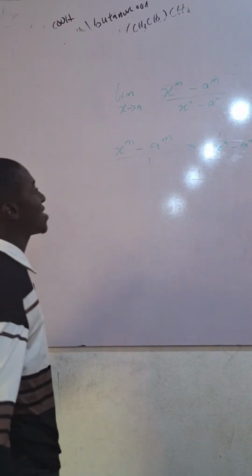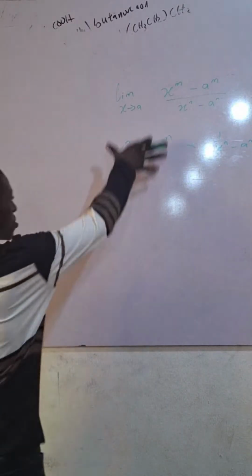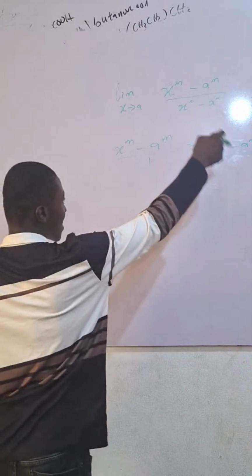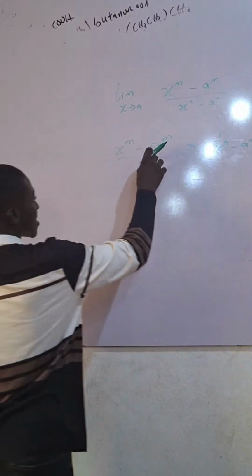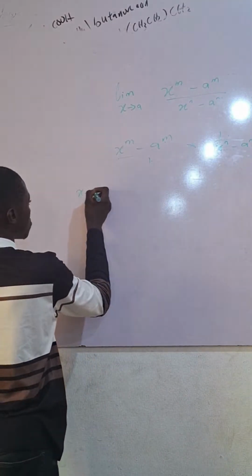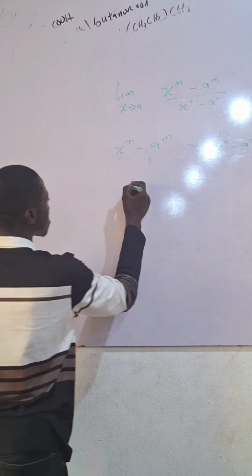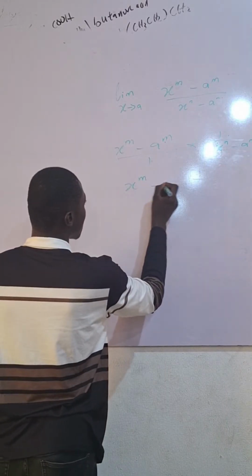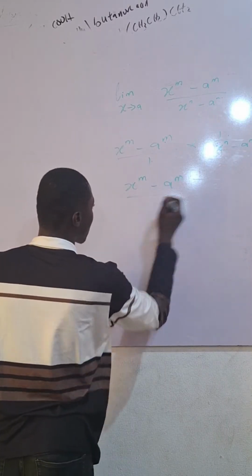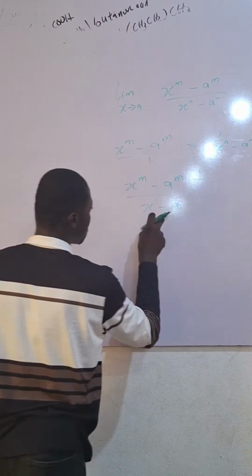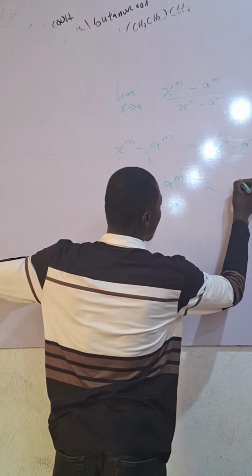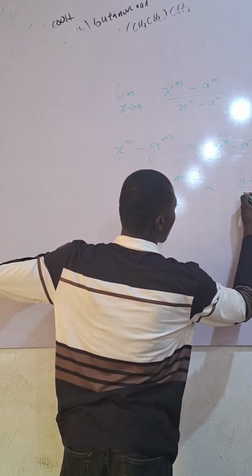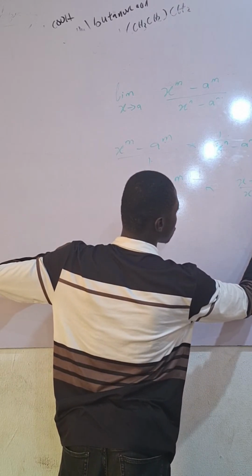So now, what can I add here? They've given me the clue. The clue is in the question: x minus a. I need to add x minus a to both this guy and this guy. If I add x minus a to the denominator here, it changes to (x^m minus a^m) over (x minus a), multiplied by (x minus a) over (x^n minus a^n).